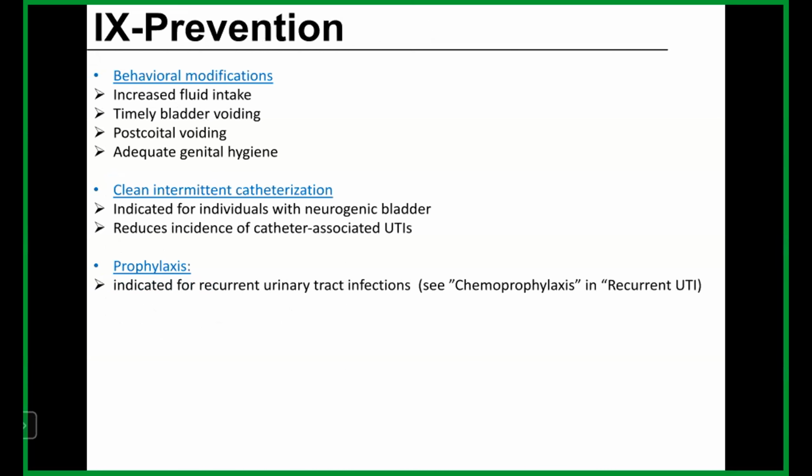The last part, the prevention of this infection. We have to increase the fluid intake, timely bladder voiding, post-coital voiding, and adequate genital hygiene. This is based also on clean intermittent catheterization, and the other prophylaxis indicated for recurrent urinary tract infection is chemoprophylaxis. Sometimes we give medicaments to patients to protect them from a future infection.